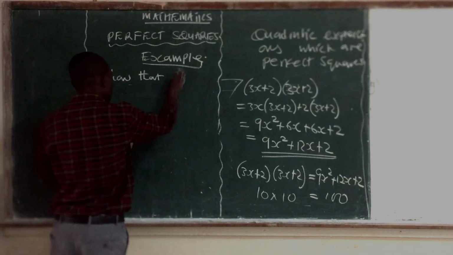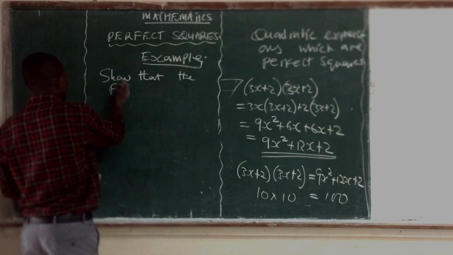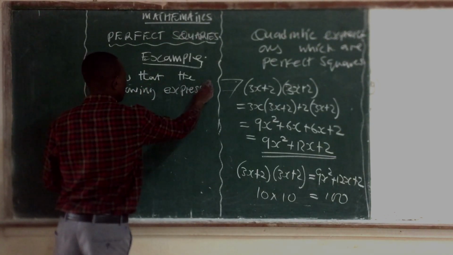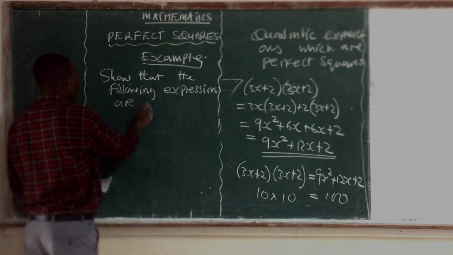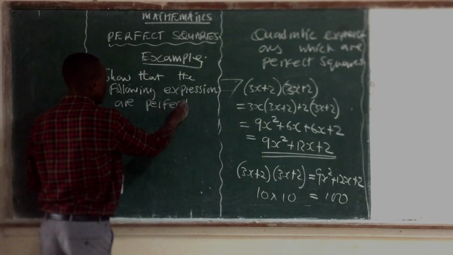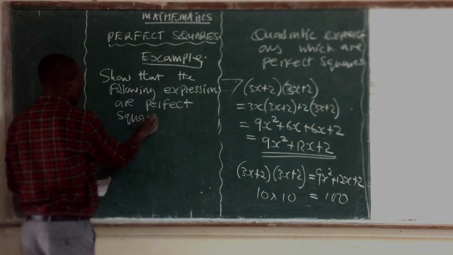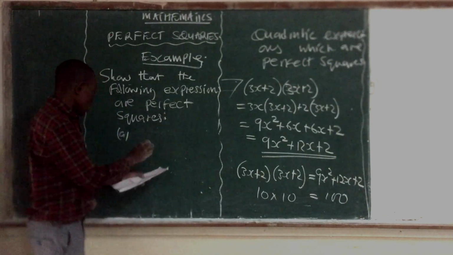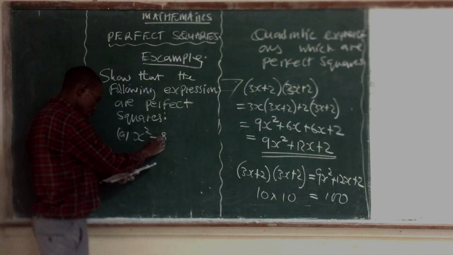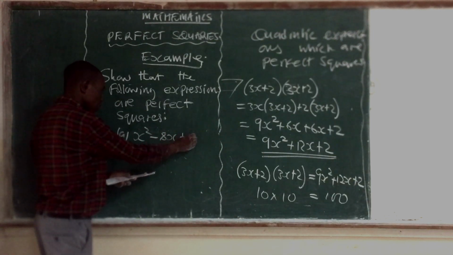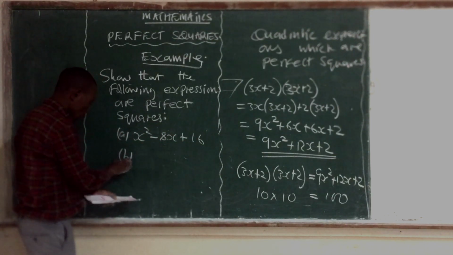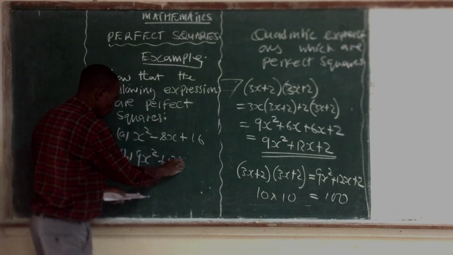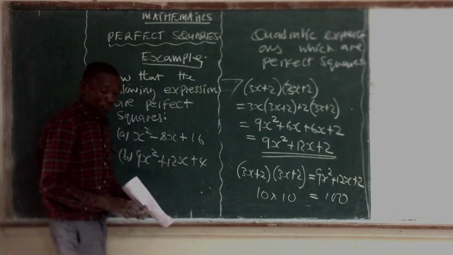Show that the following expressions are perfect squares. A, we are given x squared minus 8x plus 16. Secondly, we have 9x squared plus 12x plus 4.